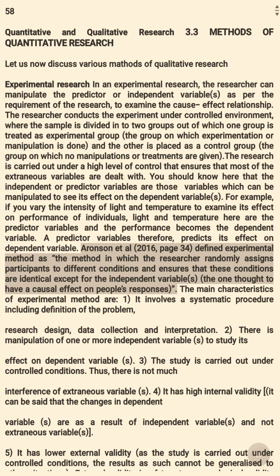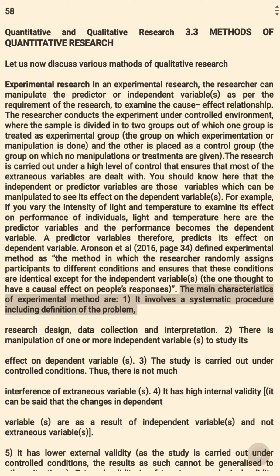Aronson et al., 2016, page 34, defined the experimental method as the method in which the researcher randomly assigns participants to different conditions and ensures that these conditions are identical except for the independent variables, the one thought to have a causal effect on people's responses.